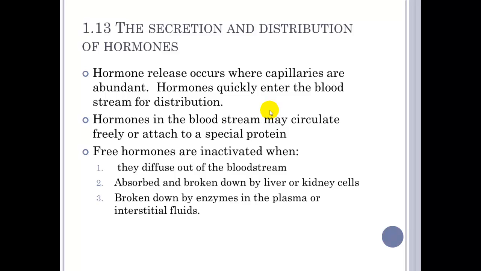The secretion and distribution of hormones. Hormone release occurs when capillaries are abundant. Hormones quickly enter the bloodstream for distribution. Hormones in the bloodstream may circulate freely or attach to a special protein. Free hormones are inactivated, and this is important. This is why we don't get free-floating hormones running amok. They diffuse out of the bloodstream. They're absorbed and broken down by the liver or kidneys, and they filter the blood, and they're broken down by enzymes in the plasma or interstitial fluid. So as soon as these guys hit the bloodstream, the body immediately starts breaking them down.